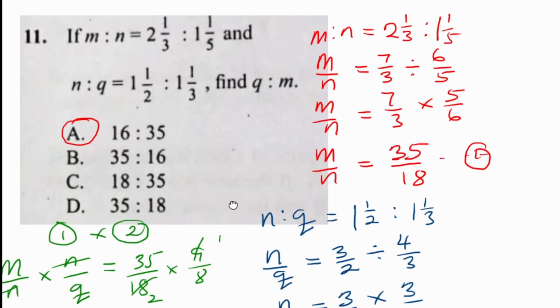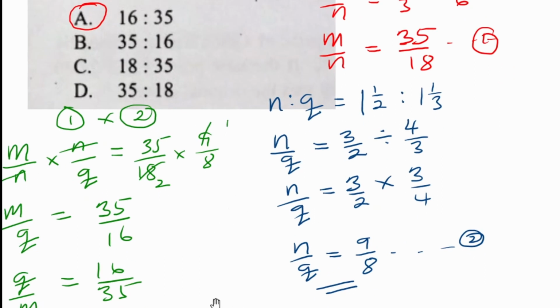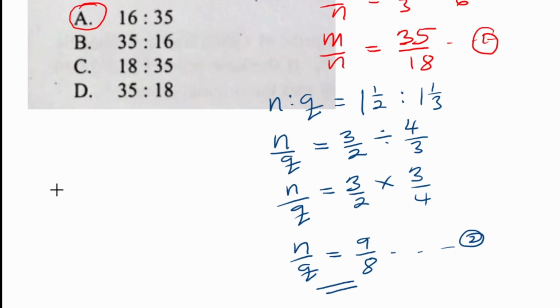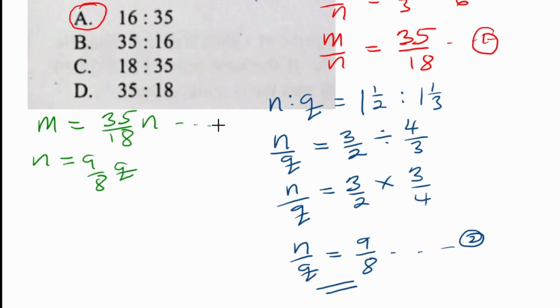I will take equations 1 and 2 just to make our solution a bit easier for us. So let's do that quickly. And I'll just modify equations 1 and 2 just a little more. From equation 1, m will be equal to 35 over 18n. I just cross multiply with n. And then doing the same thing to equation 2, cross multiply with q, I'm going to get n equals 9 over 8 q. Let me call this equation 3. Let me call this equation 4.